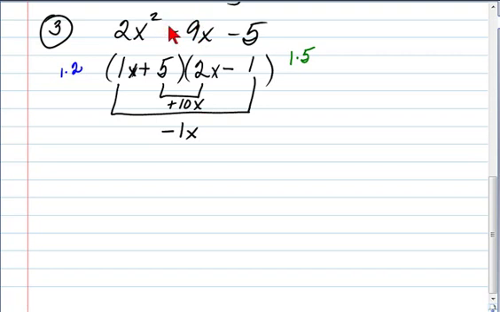I only have to do one little thing. If I get the right number with the wrong sign, then all I have to do is change the signs. And now the outer product is positive 1x and the inner product is negative 10x, and so now the sign is right.